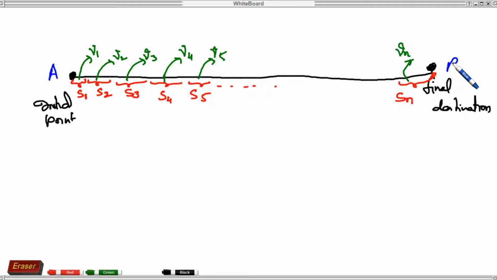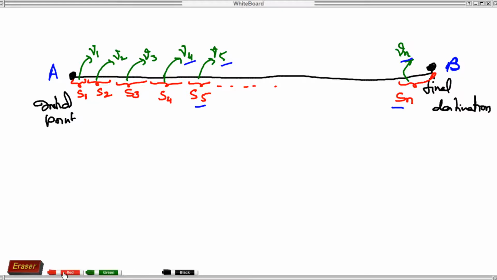So while moving from point A to point B, or you can say while moving from initial position to final position, there was a change in velocity. Like for S1 it traveled with velocity v1, for S2 it traveled with velocity v2, for S3 with velocity v3, for S4 with velocity v4, for S5 with velocity v5, and for Sn we traveled with velocity vn.